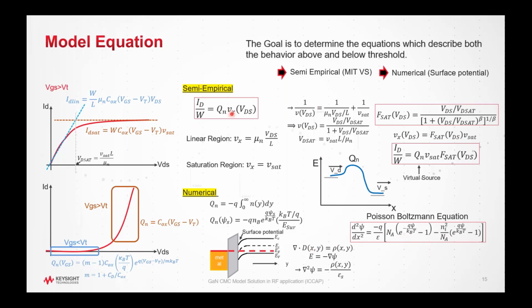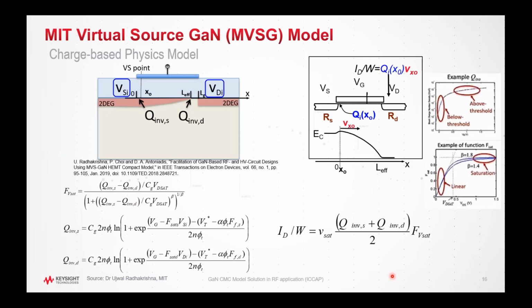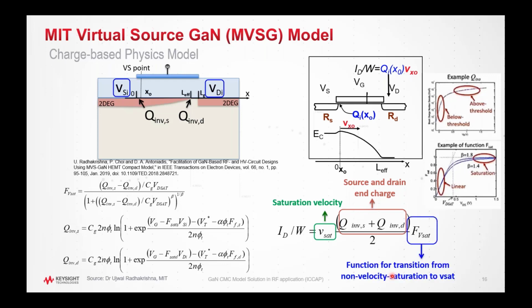The first one I mentioned, the MIT virtual source, is one of the models recognized by the CMC, the MVSG. MVSG means MIT virtual source, and G represents gallium nitride, so it's the MIT virtual source gallium nitride model. If you still remember the slides, this equation might be very familiar. These describe the charge on the source and drain side, and they also have the saturation velocity and the transmission function.